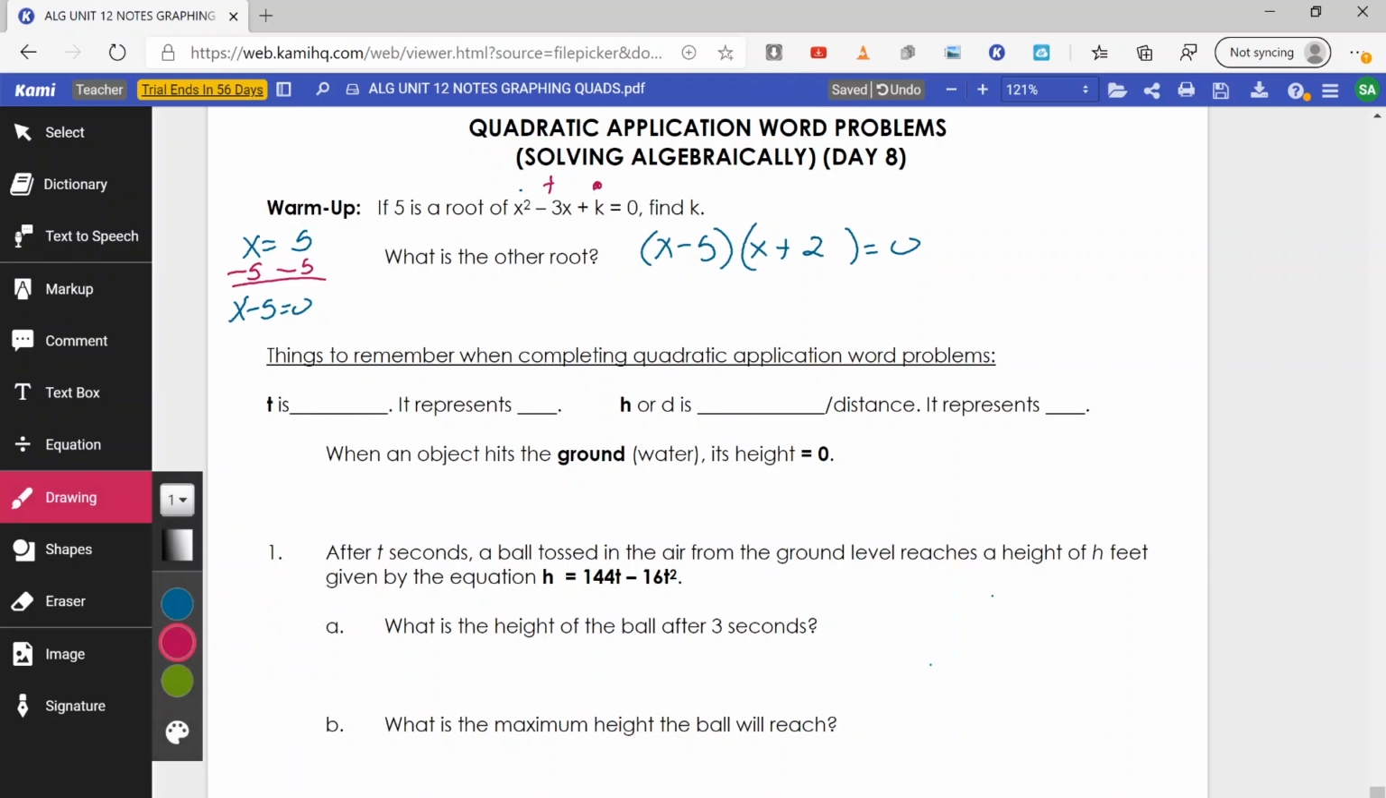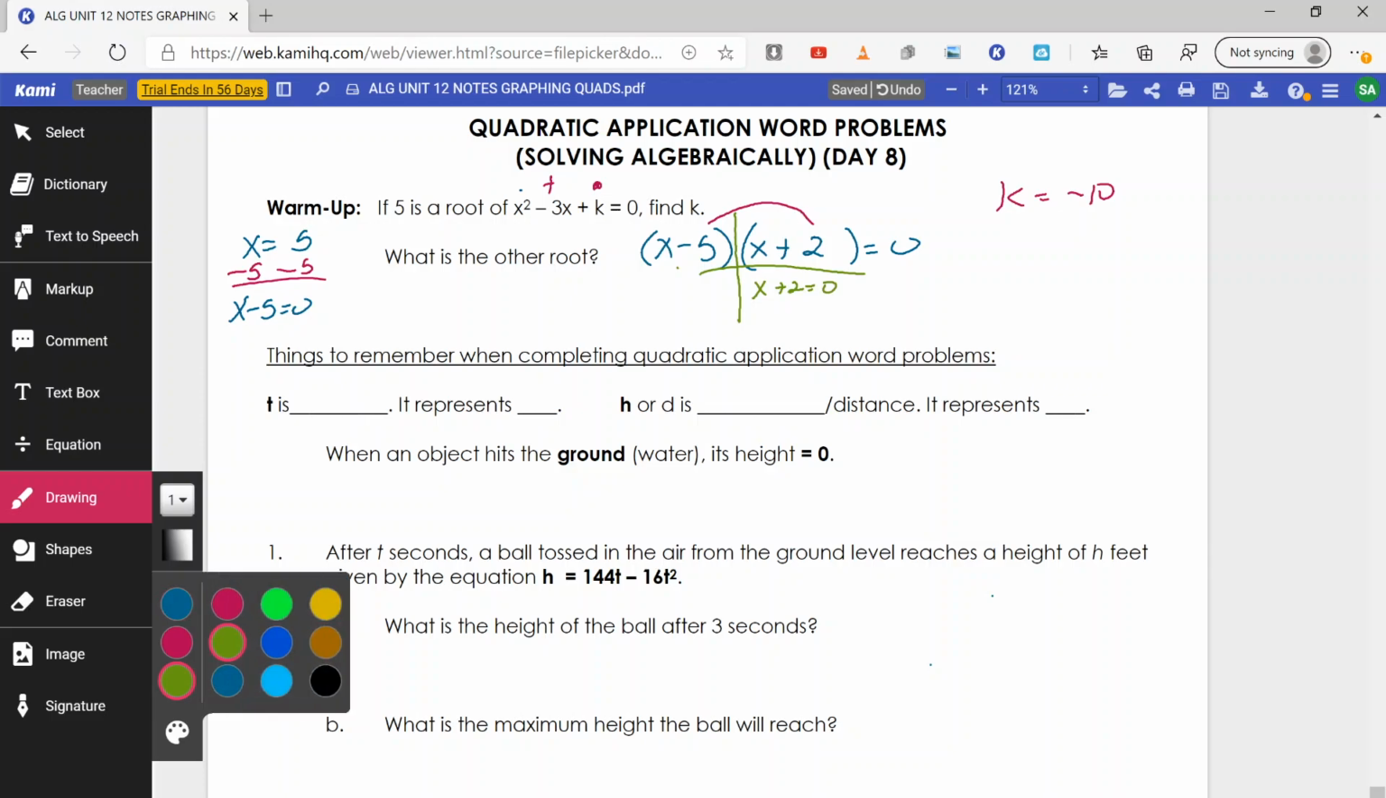Now the question is to find k, so we know the two numbers are going to multiply. So negative 5 times 2 gives me negative 10. So k is going to be negative 10. Now the other root, we already took care of the x minus 5 bit to get 5. So now we want to figure out what the other root is. Now we're dealing with x plus 2 equals 0. So I'm going to subtract 2 from both sides, and the other root ends up being x equals negative 2. So there's the other root. So one root was 5, the other root is negative 2.